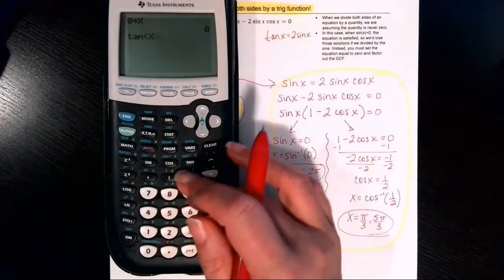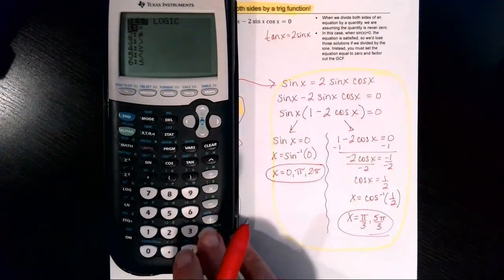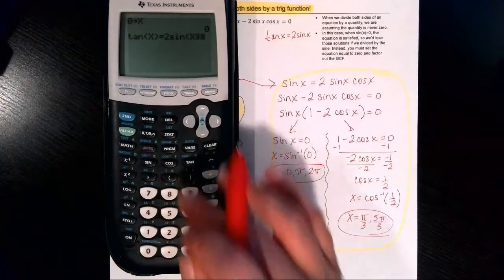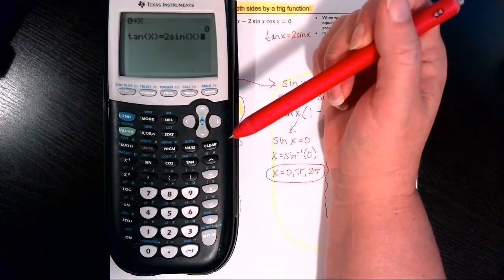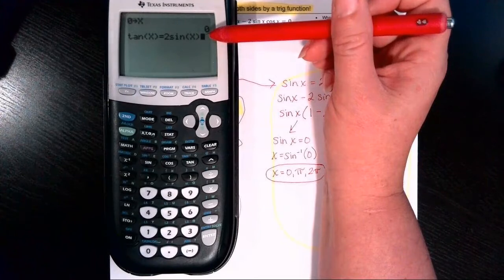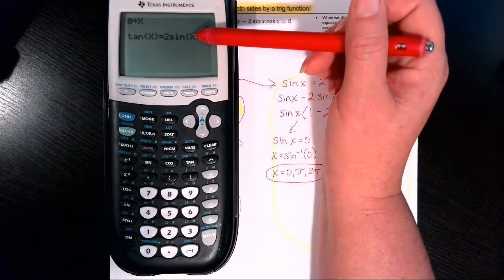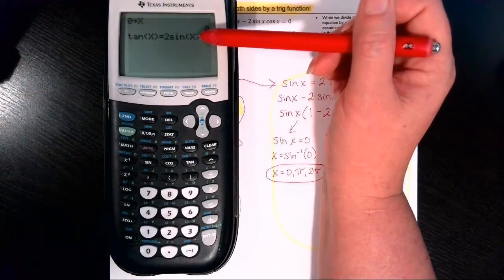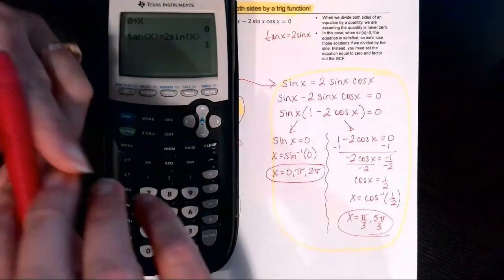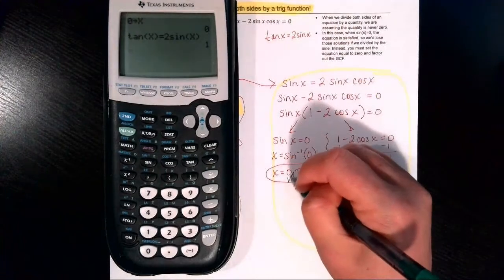So tangent of x, and then second math opens the test menu, and number 1 here is the equals, and we want to check that that equals 2 sine of x. And anytime you put an equal sign there in your equation, you're asking the calculator to verify whether this is true or false. So if substituting 0 for the x's is going to make a true statement, the calculator will return a 1. If it makes a false statement, it doesn't check, the calculator will return a 0. And when we press enter, we get a 1. So we know that 0 checks. That is a valid solution.